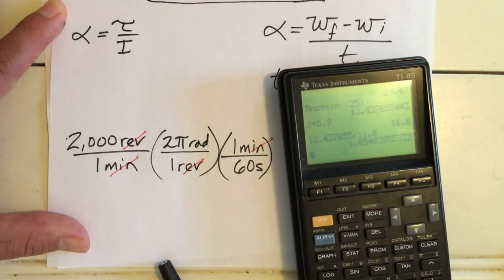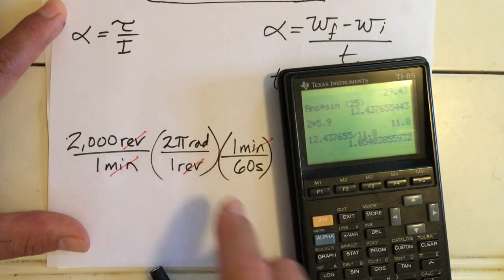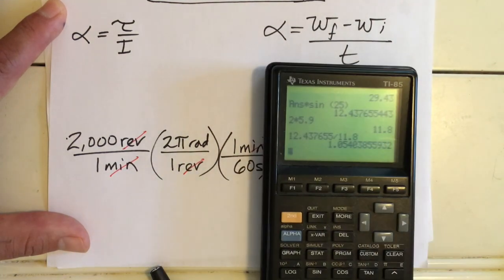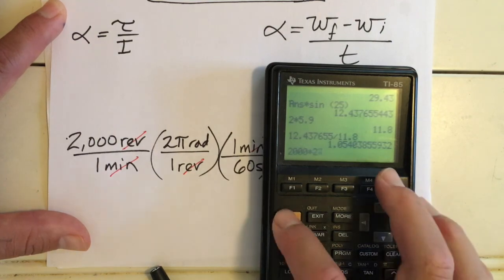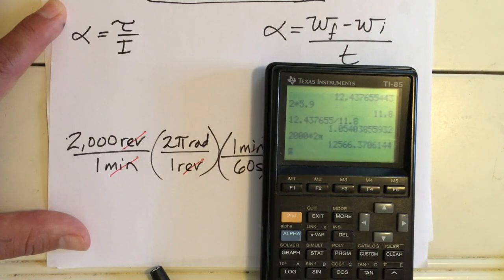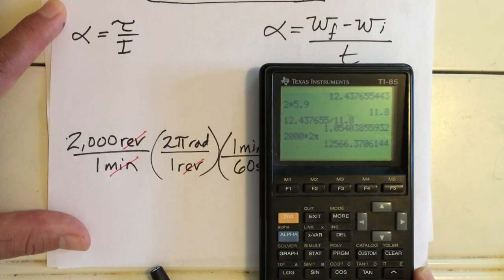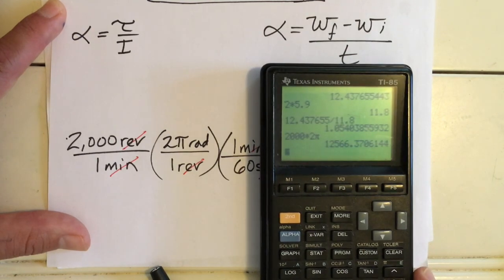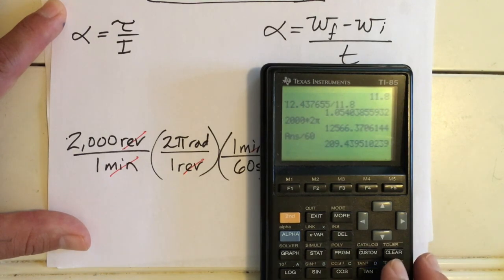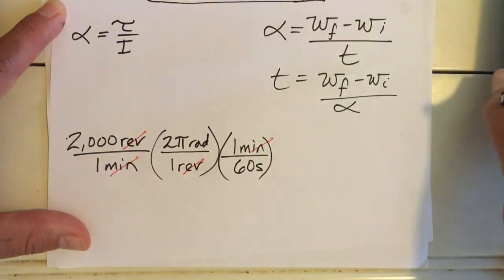Let's see, 2,000 times 2 pi radians divided by 60. So 2,000 times 2 pi, where's my pi button? 2 pi, just like that. 12,566.37 divided by 60 is equal to 209.44. 209.44.